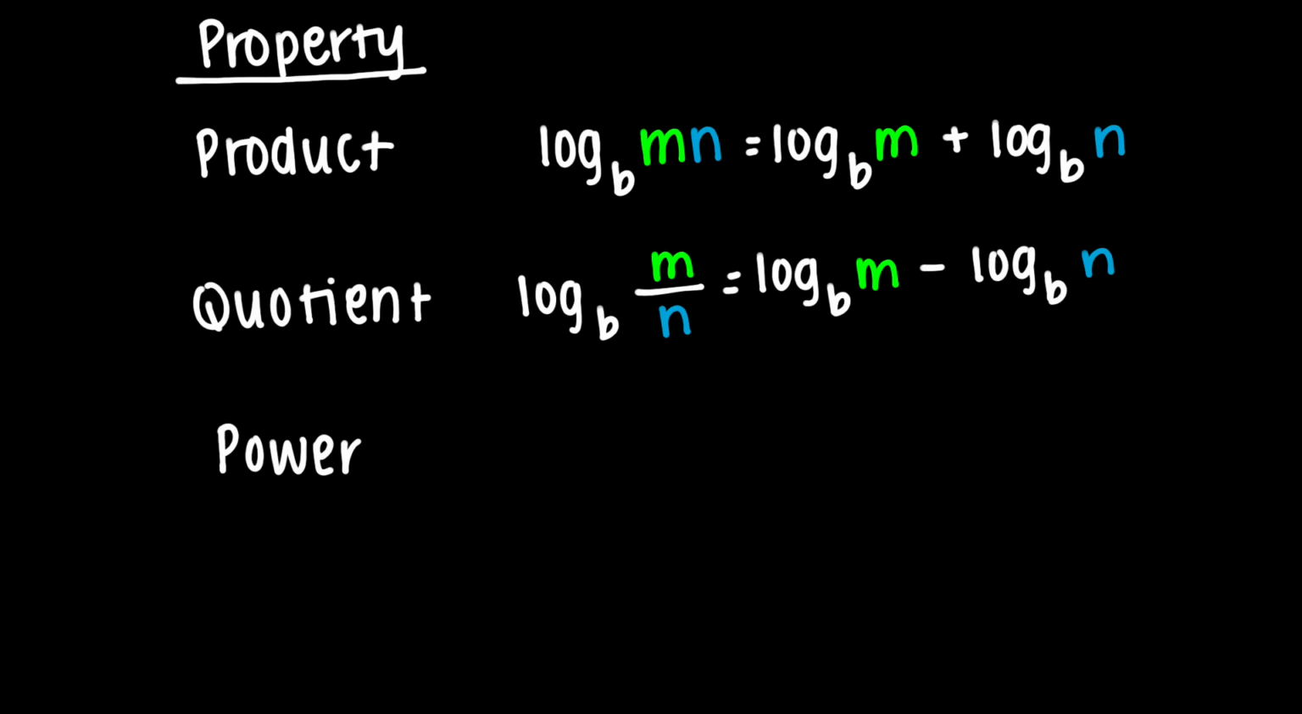And the last property we're going to deal with is called the power. If I have log base b and I have m to the power of p, I can actually break that into p goes in front. I still have the log of base b, and then I have that m. So what happened here was that exponent came into the front, and that's why the p is in front of the log when I break it down.